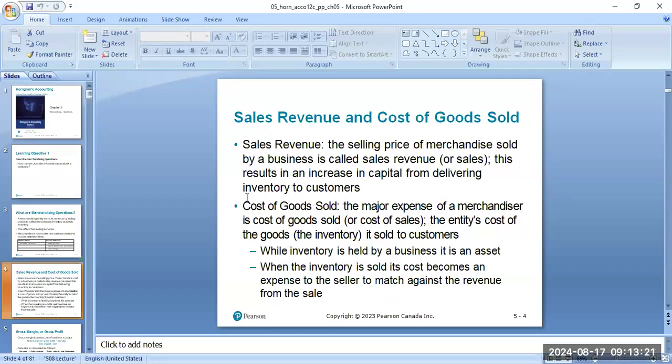Unfortunately, the inventory that we sell to the customer comes with cost. And since we sell it, it becomes cost of goods sold. Why cost of goods sold? Because we just sold the goods. And that will be the major expense in a merchandising company, obviously. If you're running, let's say, a grocery store and your merchandise is groceries, your main expense will be the cost of the groceries, which will be the cost of goods sold or cost of sales.